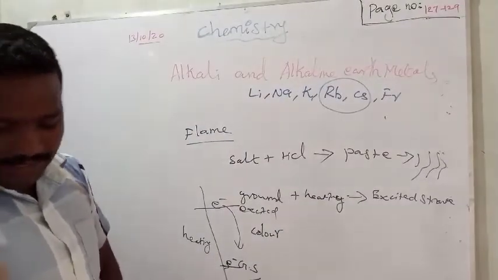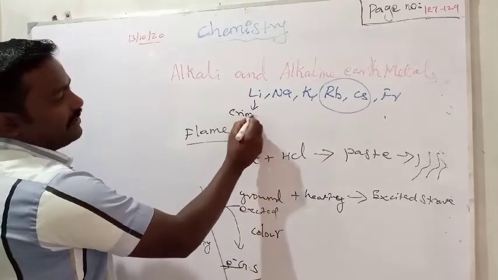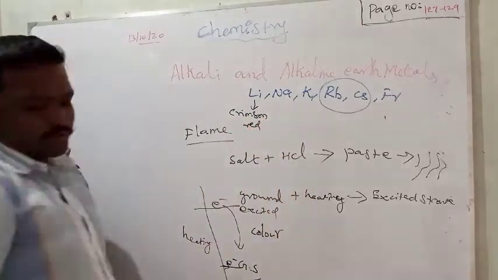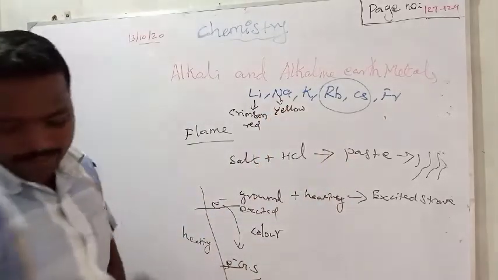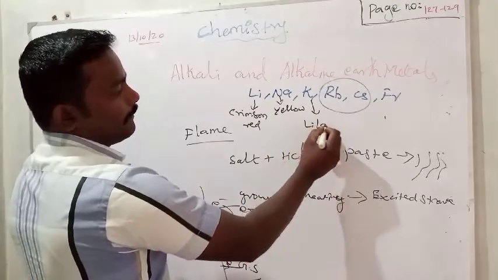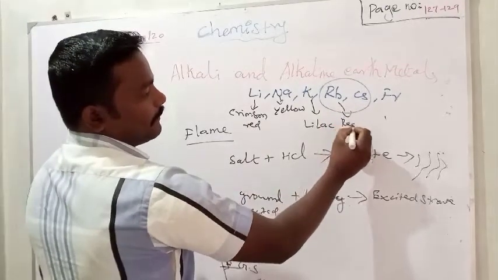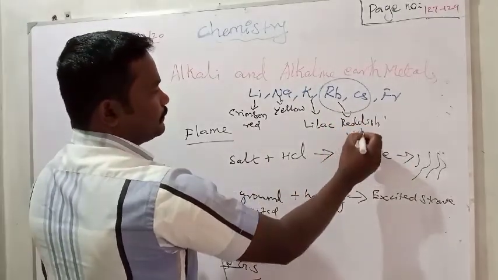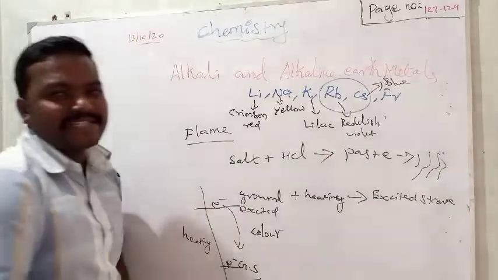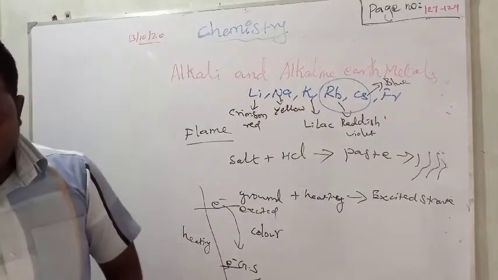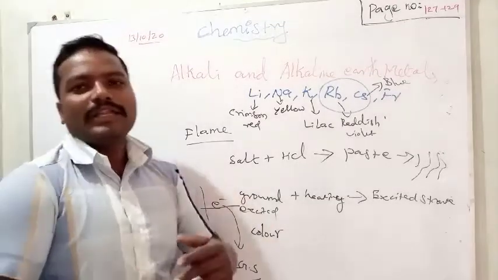Here some characteristic colors of the elements are given. Lithium produces crimson red. Sodium, yellow. Potassium, lilac. Rubidium, reddish violet. Cesium, blue. Francium is a radioactive element. Okay.